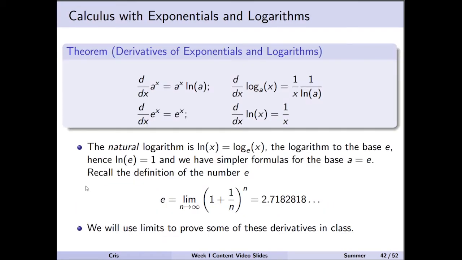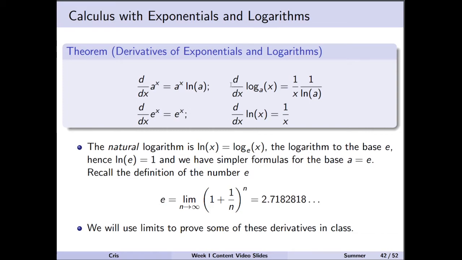Here are the derivatives of exponentials and logarithms. The derivative with respect to x of a to the x is a to the x times some constant, the natural logarithm of a. What is the natural logarithm? The natural logarithm is simply a logarithm to the base e, where e is this number we've talked about before, given by this interesting limit. The natural logarithm of e is 1, so you have simpler formulas when you let the base of the exponential and the base of the logarithm be e. The derivative of e to the x, for example, is just e to the x, because as we said, the natural logarithm of e is just 1.